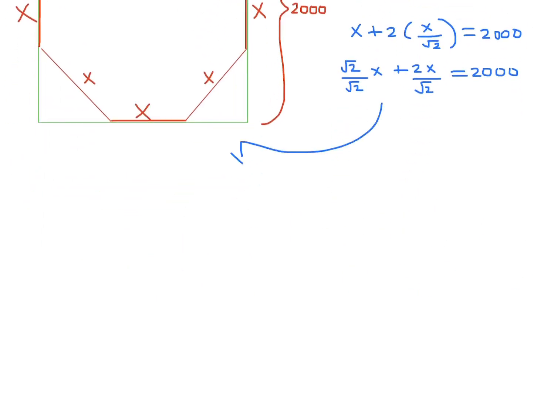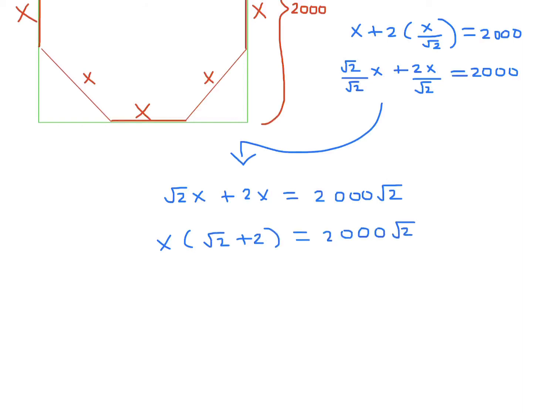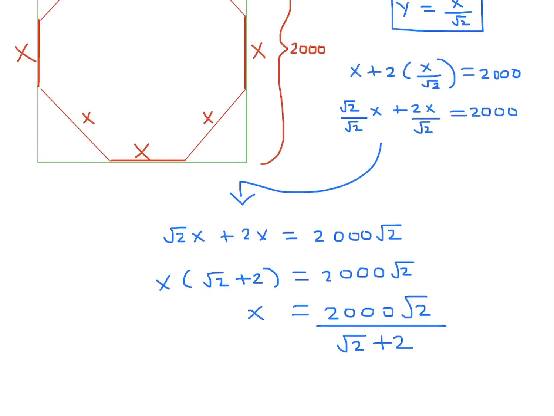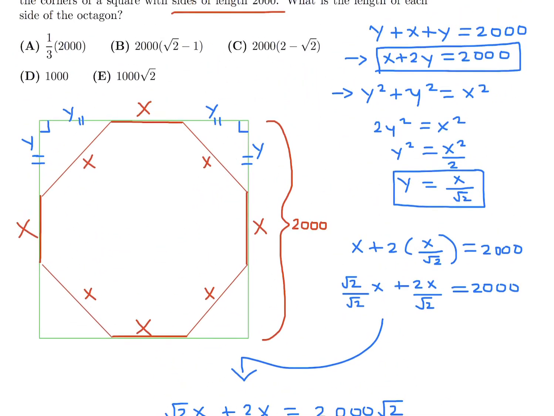Let's give us a little bit more space here. Let's see here. We got root 2 x plus 2x is equal to 2,000 times root 2. Factor out the x and you get x times (root 2 plus 2) is equal to 2,000 times root 2. And then finally, x is equal to 2,000 times root 2 over root 2 plus 2. All right, so 2,000 times root 2 over root 2 plus 2.